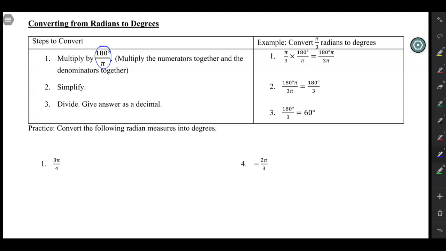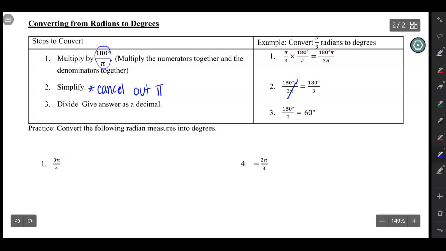You're going to multiply by that, and then you're going to simplify, and you're going to divide. Okay. So let's look at the example over here. I have pi thirds. I multiplied by 180 degrees over pi. I'm left with 180 degrees pi over 3 pi. In number 2, the important thing that I'm doing in my simplifying is I'm canceling out the pi. So you will usually get a pi in the numerator and the denominator. So you can just cancel those out.